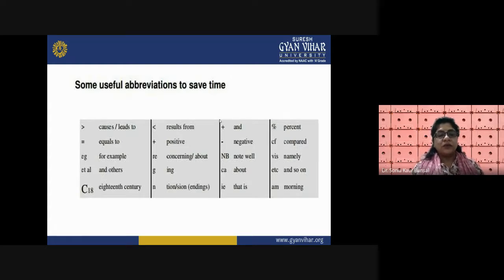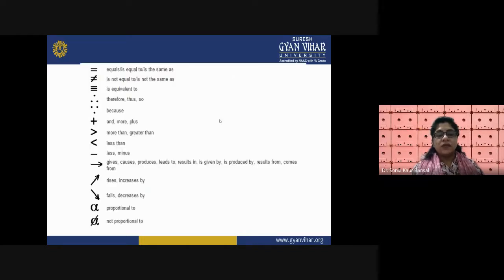Greater than, equivalent to, e.g., at, less than, positive, plus, minus, NB, i.e., percent, cf., with, and etc. So these are all useful abbreviations which actually save your time. Just have a look at this, that it is very useful when we are using them in our note making preparation.